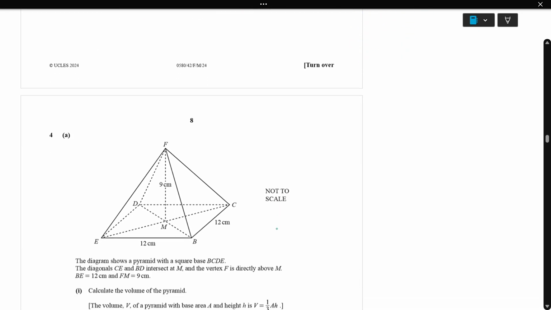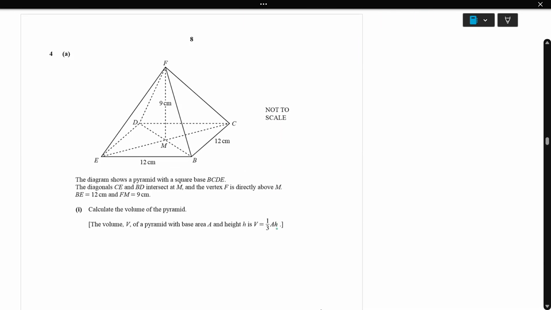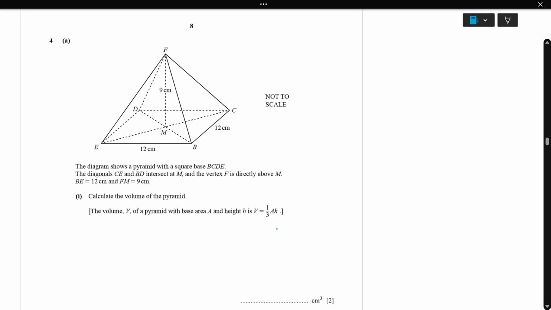Okay, the next question. The diagram shows a pyramid with the square base BCDE. The diagonals CE and DB intersect at M, here the midpoint. The vertex A is directly above M, that is vertical. The base length and the height AM are given. Calculate the volume of the pyramid. The volume formula is also given.